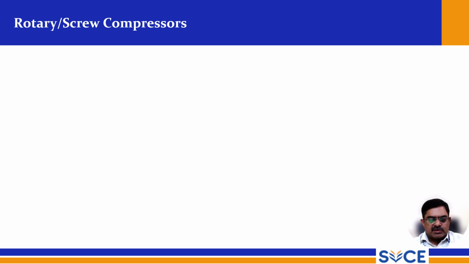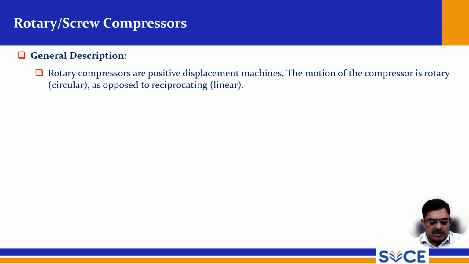Next are rotary type or screw type compressors. These are the screw type compressors, also known as rotary type compressors. Rotary compressors are positive displacement again, so these are also like piston reciprocating type compressors. These are also positive displacement type. Positive displacement type compressors are more advantageous than the dynamic type of compressors.